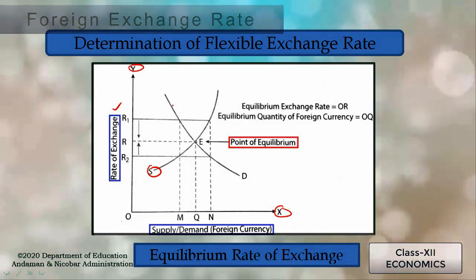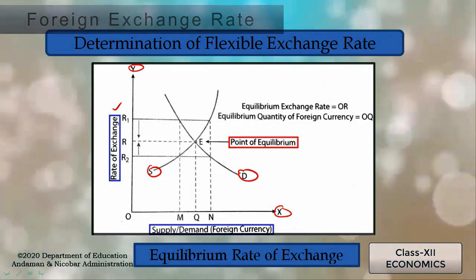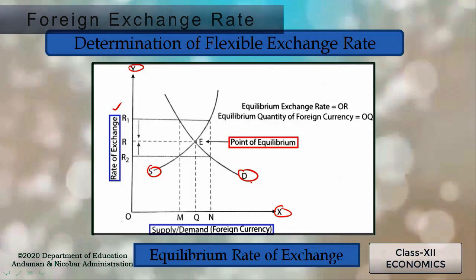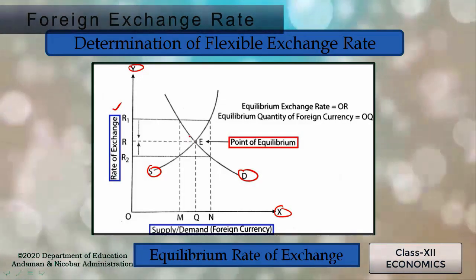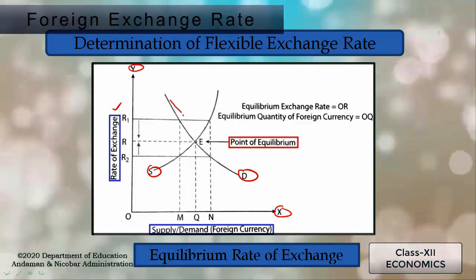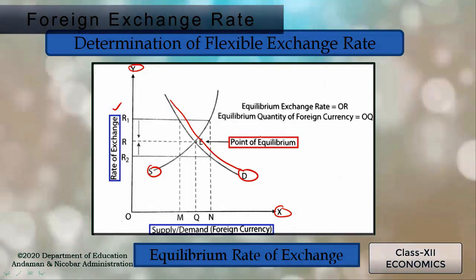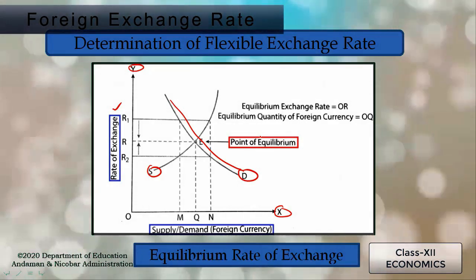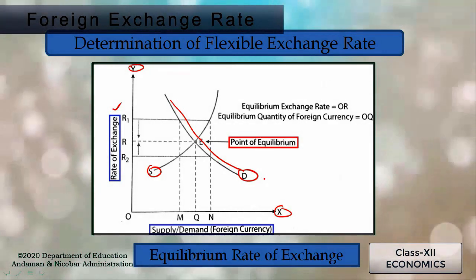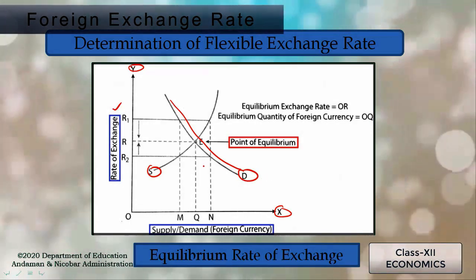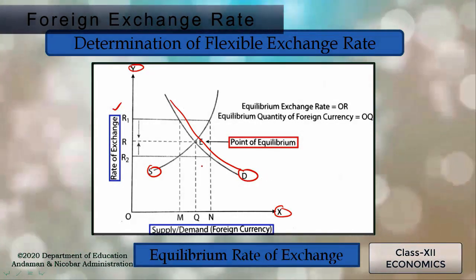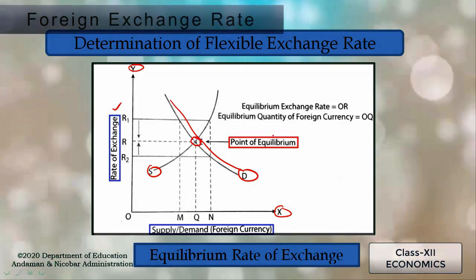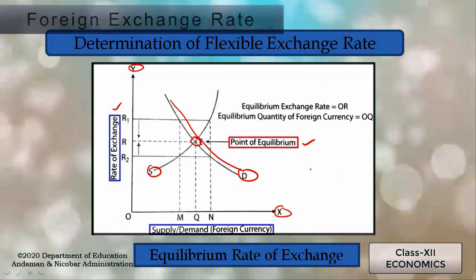At the same time you can see one more curve, that is curve D. The curve D denotes the value of demand for foreign currencies. This D curve is moving from upward to downward, from left to right. While moving downward, we can see that these two curves intersect at a point E. So that point E is called the point of equilibrium.